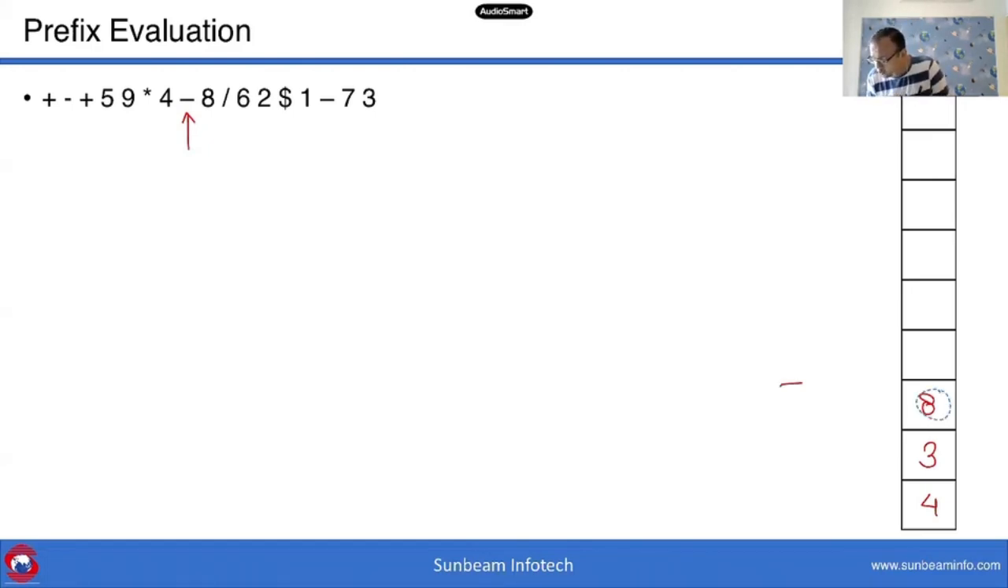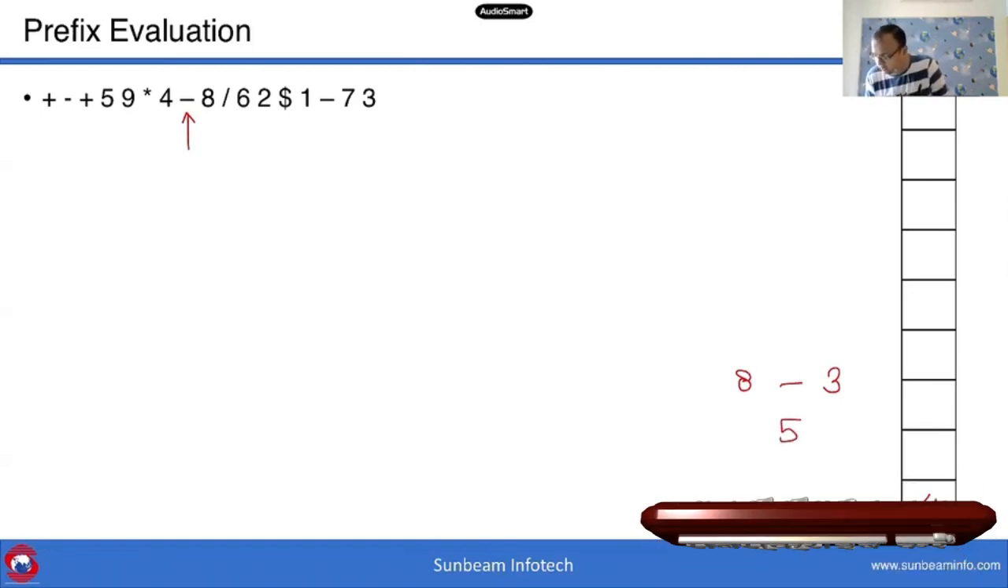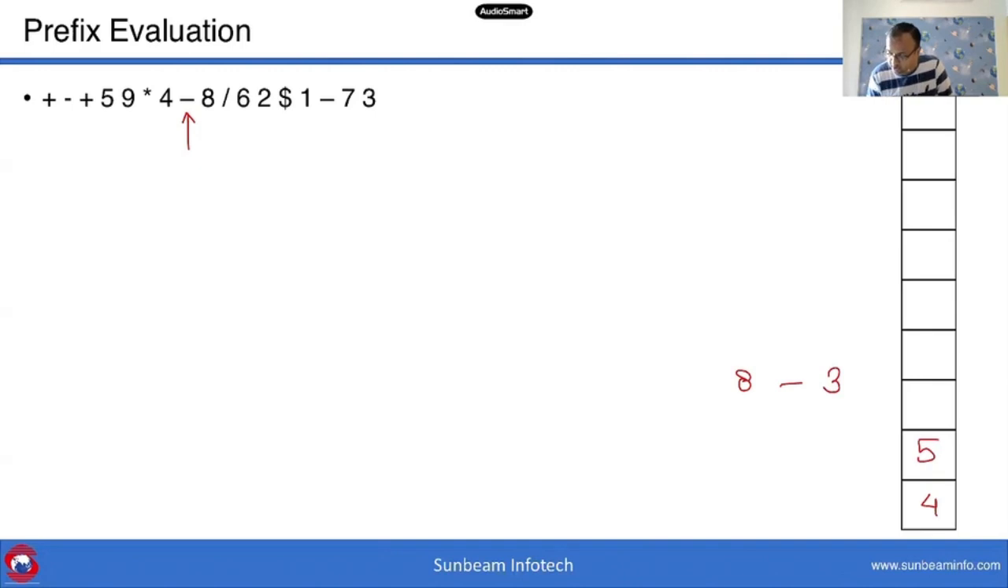Operator, please note, the first pop we do is our first operand, and the second pop is our second operand. 8 minus 3 comes out to be 5. The result 5, I want to put back to the stack. Okay, that is done. You continue further.